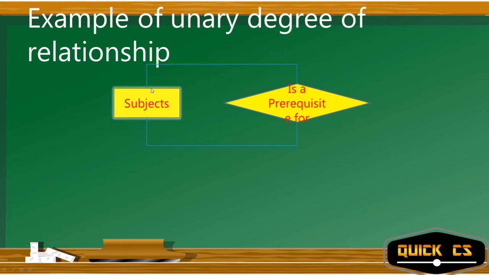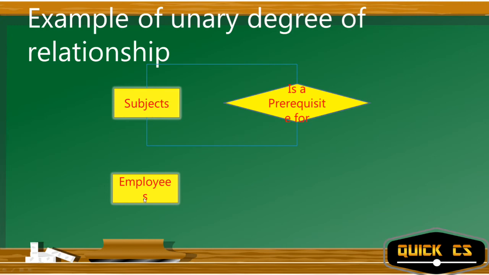But applied mathematics 1 and applied mathematics 2 both are subjects. Hence, they form in the entity type subjects. Hence, one entity from subjects is having a relationship with another entity from the same entity type subjects. Hence, the relation is between one entity type. Hence, it's called unary. Similarly, we have another example.